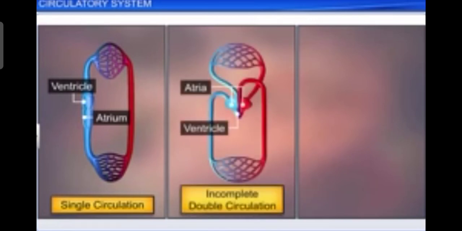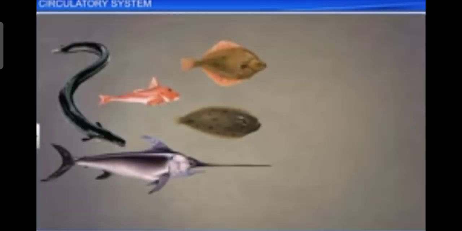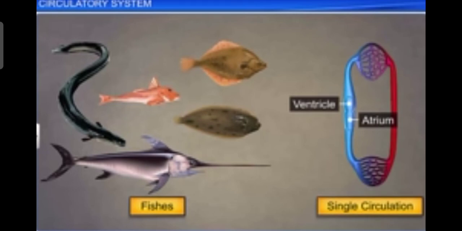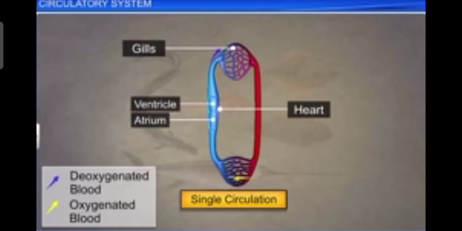There are different types of circulation: single circulation, incomplete double, and double circulation. In fishes, the heart pumps out deoxygenated blood which is oxygenated by the gills and supplied to the body parts, from where deoxygenated blood is returned to the heart. This is called single circulation. There is only one time blood is circulated through the heart. And next is the incomplete double circulation.